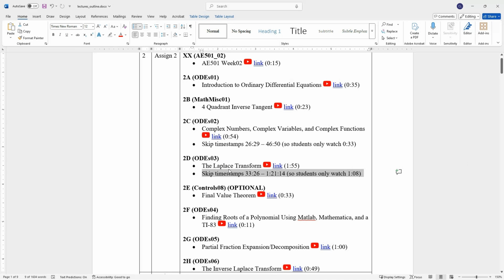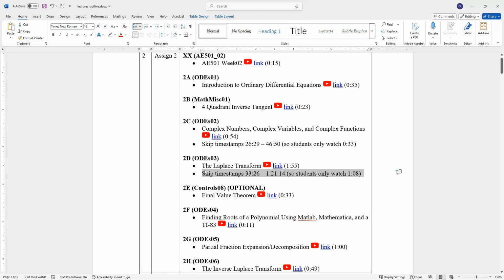Again, the lecture notes might be an easy way to help skim around and see which parts are relevant for the class and which ones aren't. But I put explicit timestamps here. You can skip all of this stuff in the middle, so you only need to look at about an hour's worth of content here to get the idea of the Laplace transform down.